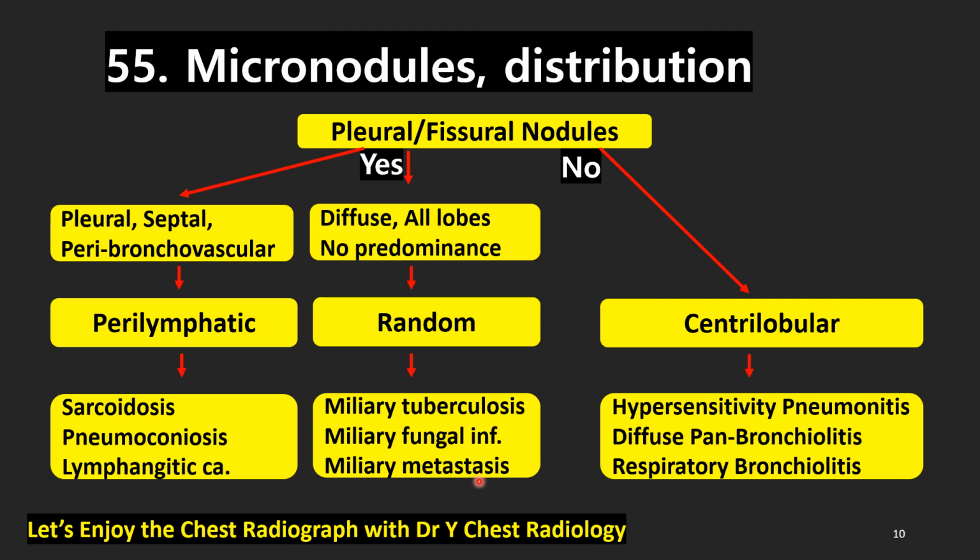hematogenous lung metastasis. If we do not see any pleural, visceral, fissural nodules, we can say they are centrilobular distribution, and the disease must be hypersensitivity pneumonitis or diffuse panbronchiolitis, or it can be respiratory bronchiolitis.